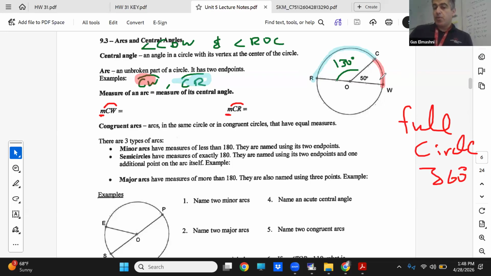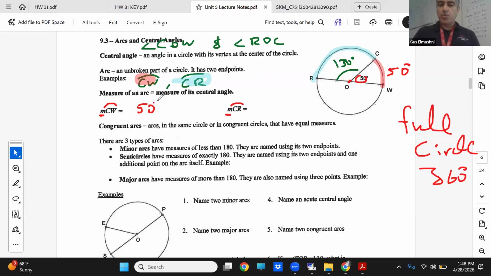But we don't have a full circle for CW, right? In fact, it's a fraction of a circle. Now, we don't have to determine what the fraction is, but we do need to determine the measure of the angle. The measure of the arc is the same measure of the angle that's central to it. So COW is central to that arc, right? Because it's obviously at the center. So if that's 50, then we call this 50 as well. So the arc and the central angle always have the same measure, just so you know. So CW is 50 degrees.